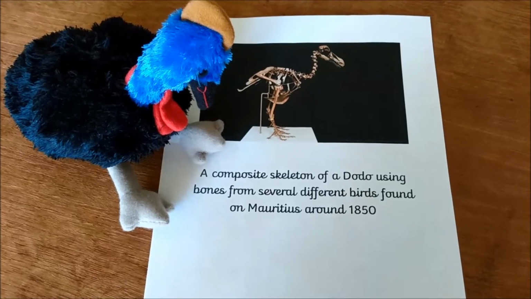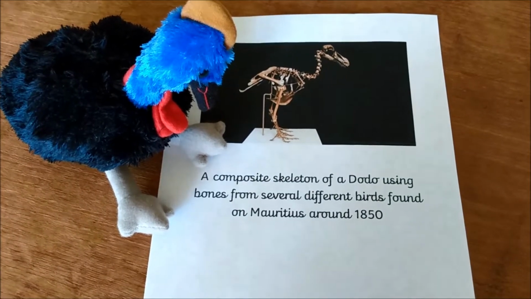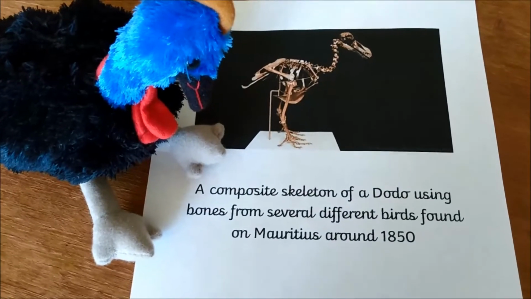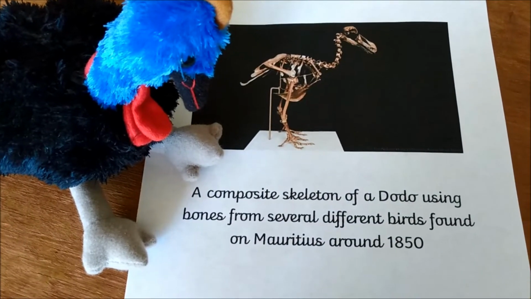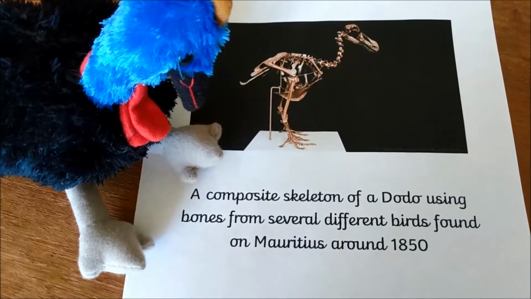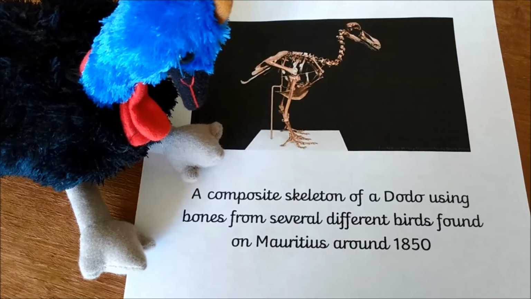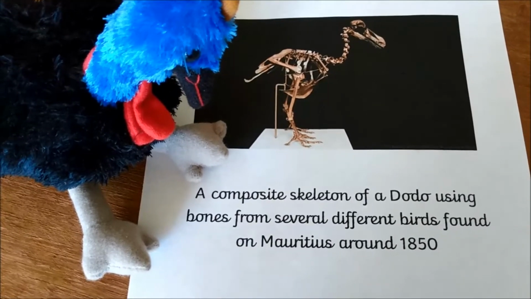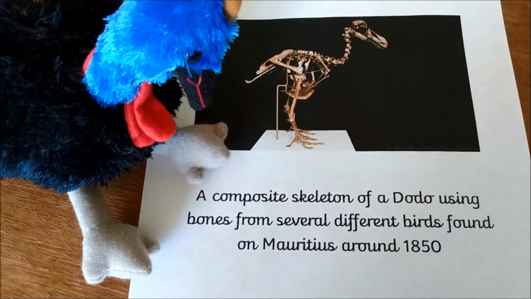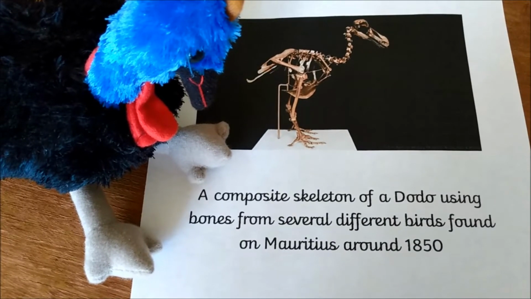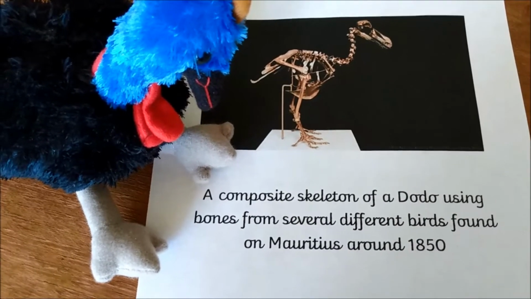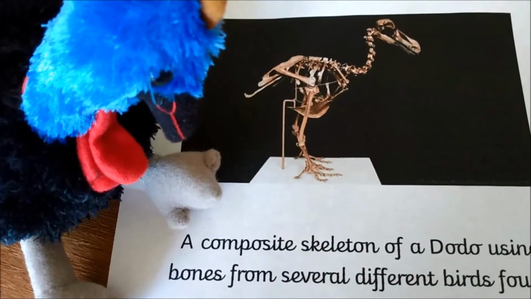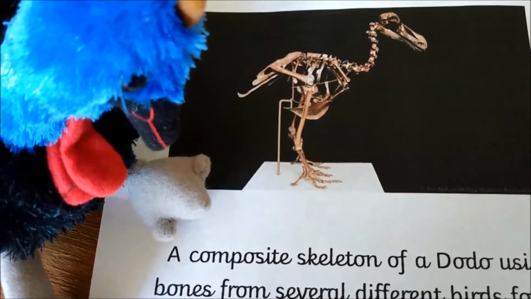So my friend the cassowary is playing the part of the dodo here for us. He has found a photograph of an actual skeleton which is currently in the Natural History Museum, and it's a skeleton of a dodo, or is it? It's actually made up of bones from several different birds, all found on the island of Mauritius, and they were found around 1850. And the bones were put together, and it was believed that they formed an entire dodo skeleton.